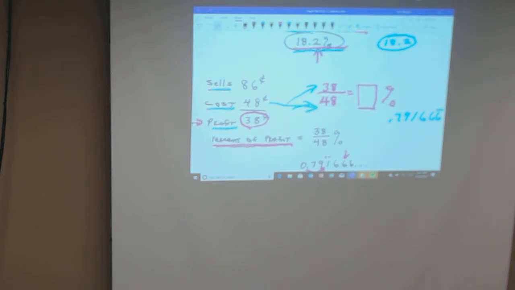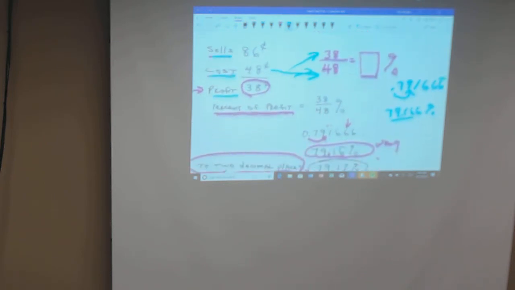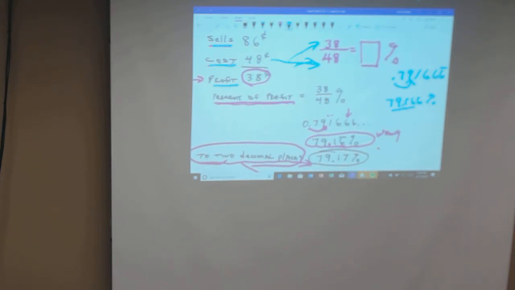So now they want this to be changed to a percent. So I go 79.166... But they want it to, what did they say? To 2 decimal places. So they want me to go to 2 decimal places, so I make it 79.17%. See what's going on? Read the directions carefully.